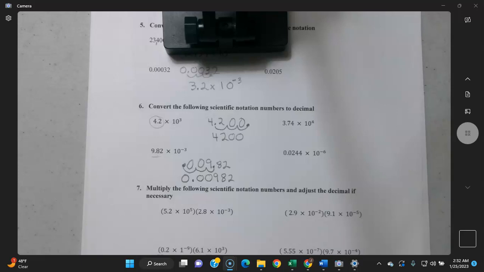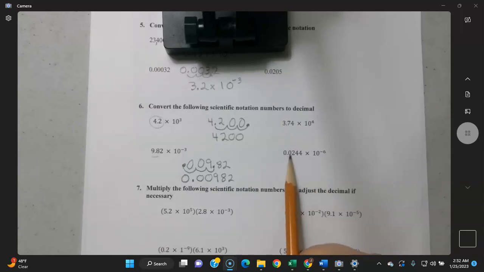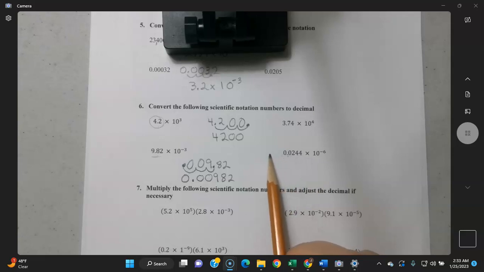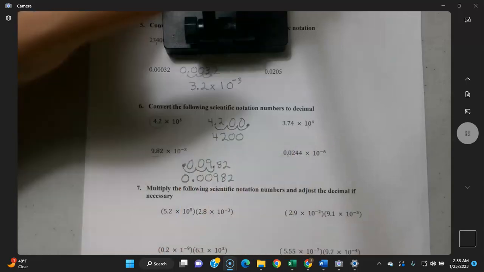Okay? So you do this one. Now this one might be a little tricky to you. You just start here and you move it back 6 places. So you start here and it's 1, 2, 3, 4, 5, 6. So go ahead and do that one. This one's just like this one over here. So go ahead and do that one.